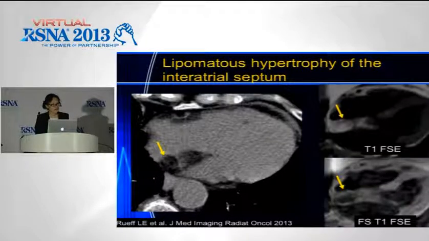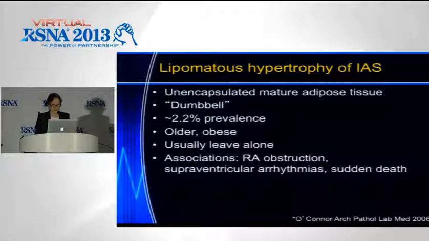At MR, we see a similar appearance, or what we would expect to see. So on T1 weighted imaging, bright signal consistent with fat, and we can confirm this by using a fat suppression sequence to see if the fat actually cancels out. So this represents unencapsulated mature adipose tissue. It resembles brown fat. It has this classic dumbbell configuration, sparing the fossa ovalis.